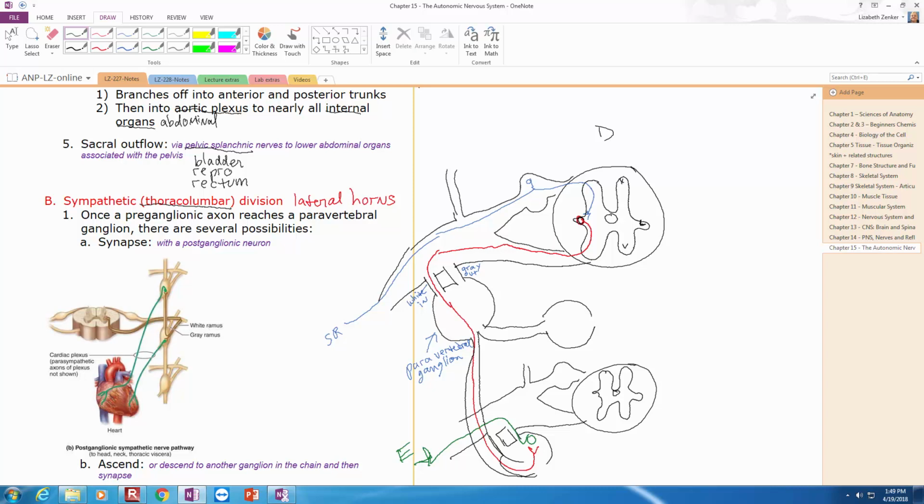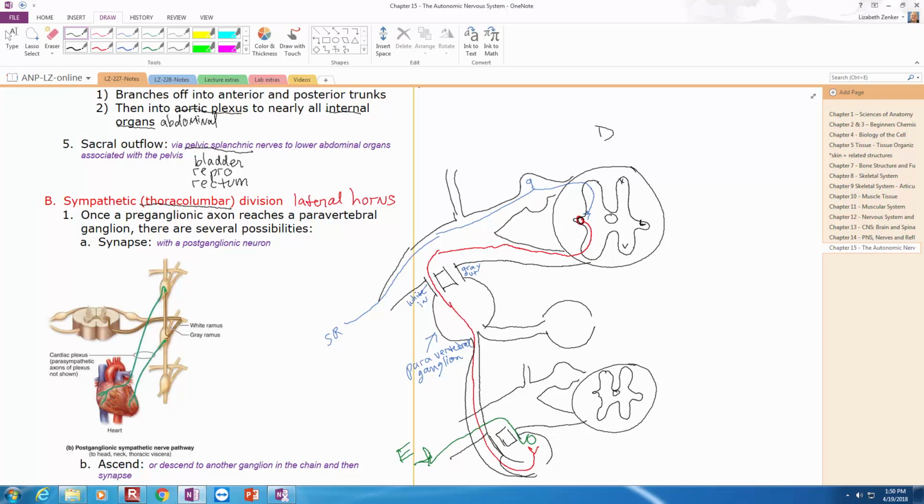So to make things even more complicated, of course, in addition to this guy going up or down in a paravertebral ganglion and synapsing, he could travel to the paravertebral ganglion and not synapse, and then he could actually go to a collateral branch, which comes off and either ascends or descends up or down to the next paravertebral ganglion. Off-ramp is still the same. And here we are. Prevertebral is in front.